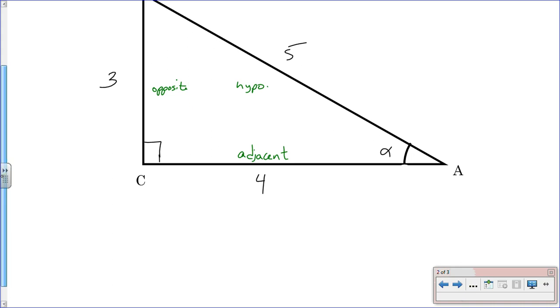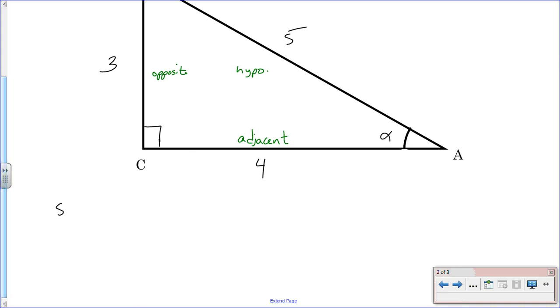Now, if I asked you for the sine of alpha, well, sine is opposite over hypotenuse, so you would give me 3 over 5. If I asked you for the cosine of alpha, cosine is adjacent over hypotenuse, so you would give me 4 over 5. And you would not reduce these fractions. Just leave them alone. Don't convert them to decimals. If they were reducible, like say 3 over 6, you go ahead and reduce that to 1/2. But otherwise, leave them alone.